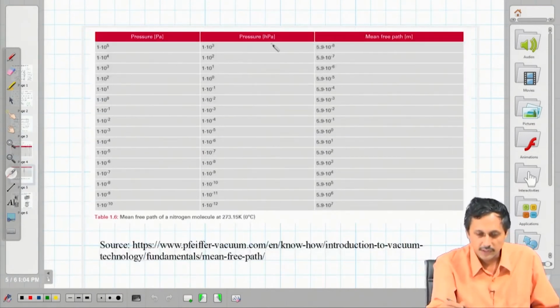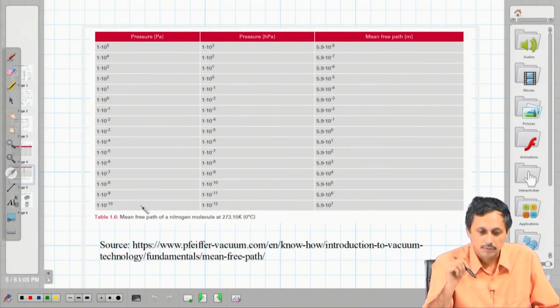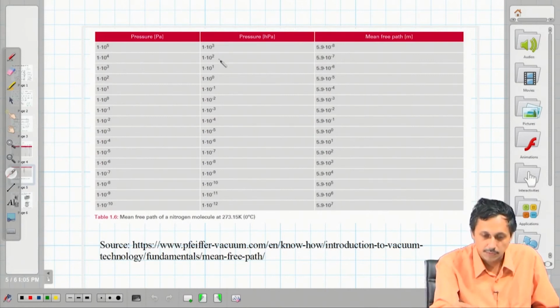Yeah, so we will focus on the second column versus the third column, because the first column is given in pascals, and in laboratory level we always try to use HPA, hectopascal. So, it is 1 into 10 to the power 3, 2 into 10 to the power 3, 10 to the power 2, 10, 1, 10 to the power minus 1, minus 2, minus 3, like this.